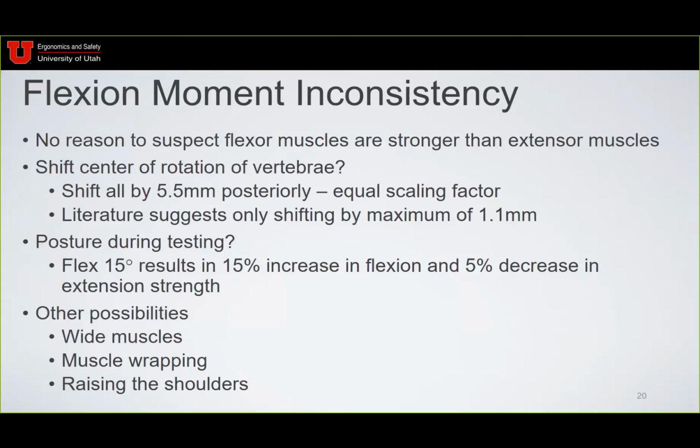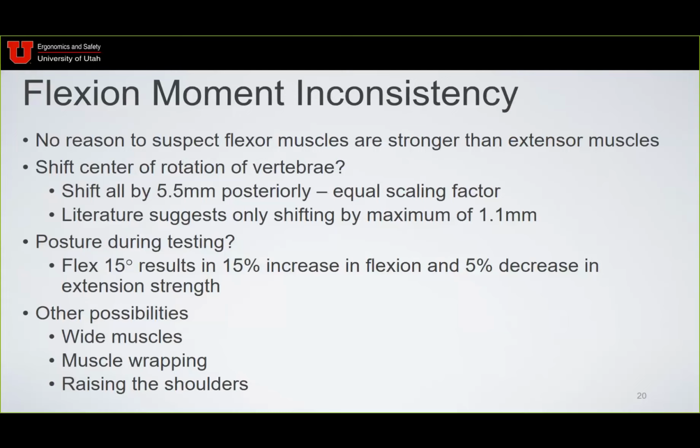And then another thing we thought about was maybe during these experimental setups the posture of the subject was not perfectly neutral. And we found that if you put the model into 15 degrees of flexion, you'll see an increase in flexion strength and a decrease in extension strength, which gets us closer to having these realistic scaling factors, but still not all the way there. So this is still an open problem that is not only a problem for OpenSim models, but also for finite element models. Several models really struggle to have muscle forces based on physical cross-sectional area and get this realistic flexion strength.